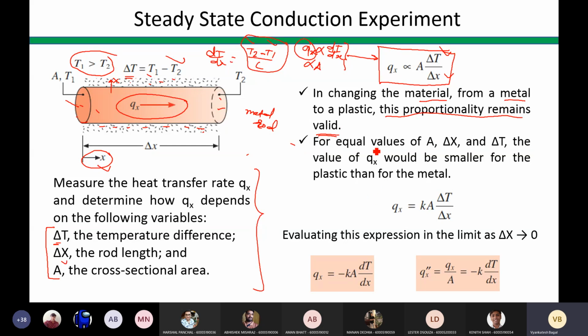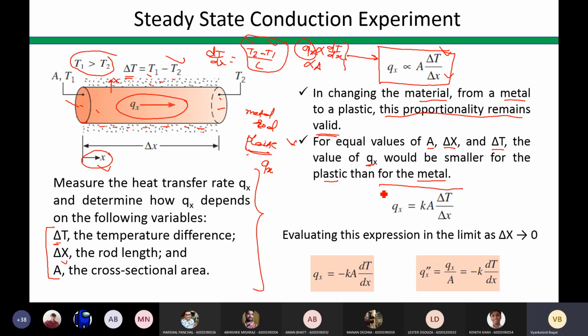Then the second point: for equal values of A, delta X and delta T, the value of Qx would be smaller for the plastic than for the metal. Now what you have to do is keep all these parameters the same for the metal rod as well as the plastic rod. This is what the second bullet is talking about. So if you keep these dimensions the same for both rods, again through the experiment you will observe that the value of Qx is smaller for plastic compared to the metal rod. Clear?